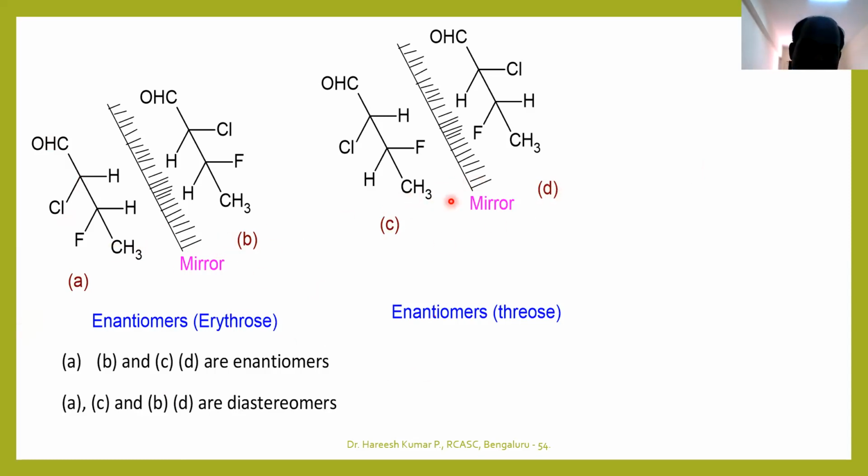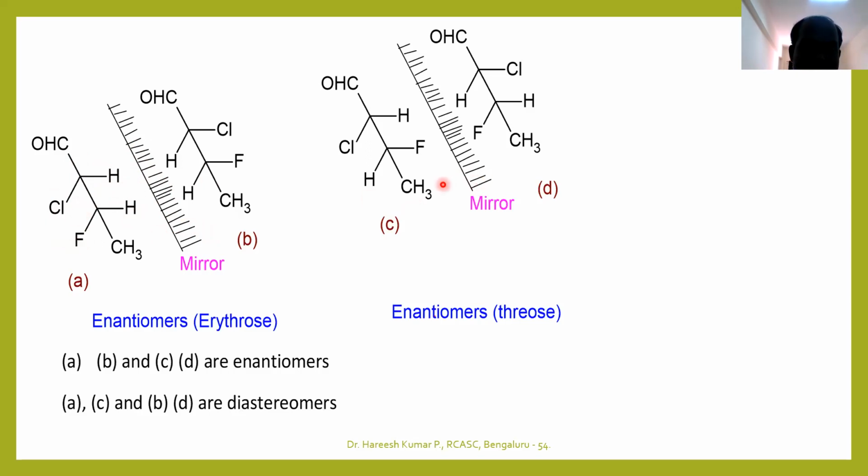Overall, you can take these two as enantiomers. But there is one parameter here: the optical activity gets cancelled because of the R and S configuration. R and S gets cancelled. Optical activity will be 0, so there will not be plane polarized light rotation.